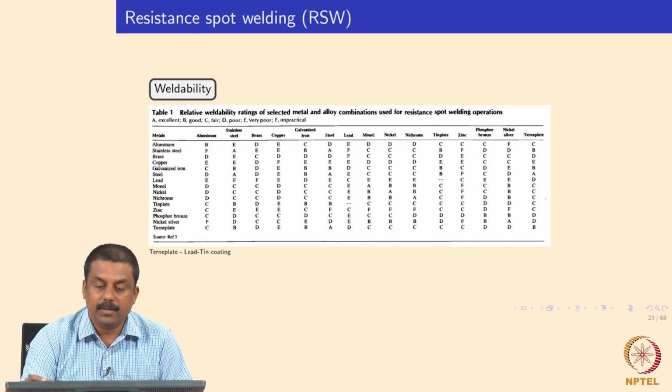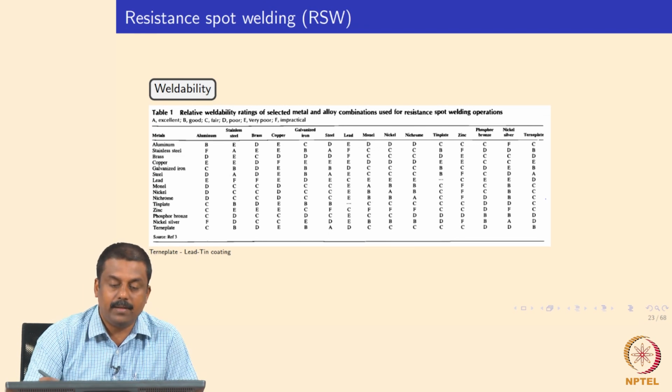And when you are using a dissimilar material for spot welding, there are a lot of issues in terms of surface characteristics as well as weldability. So this table can be used as a guideline if you want to weld dissimilar materials, and similar materials as well.